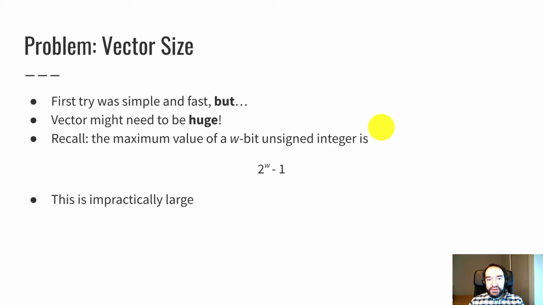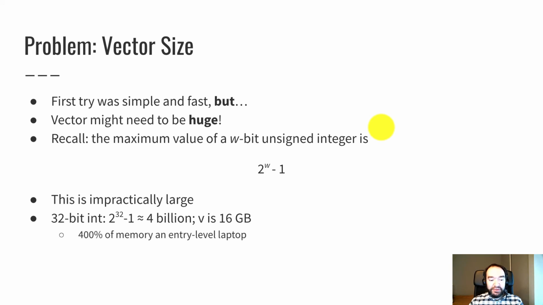Most likely we have 32-bit integers or 64-bit integers, and if we're using those as keys and any possible integer is a legal key, then this vector v is going to have to be astronomically large. So for a 32-bit integer, 2 to the 32 minus 1 is approximately 4 billion. So vector v would need 4 billion elements. And if this is a 32-bit computer where every pointer is 32 bits, that's 16 gigabytes of memory to make one hash table data structure. So that's 400% of the memory in an entry-level laptop. So this is not acceptable.